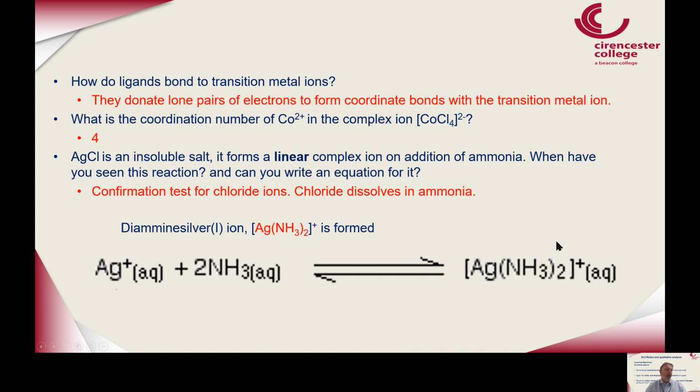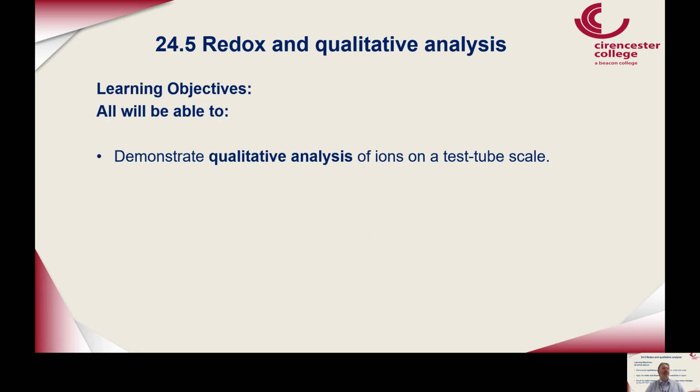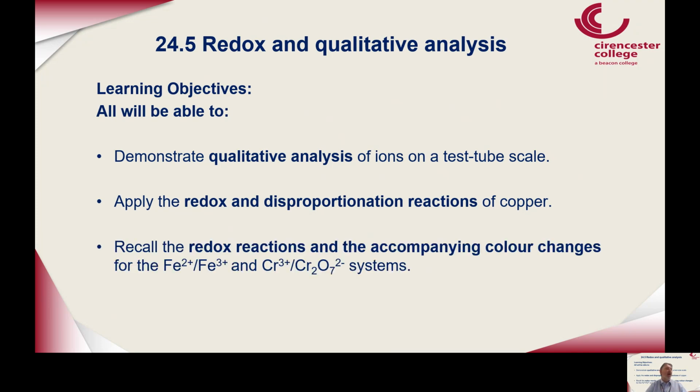Okay. So we're going to try and look at qualitative analysis of ions. A lot of this is backing up what we've already done, and looking at this on test tube scale. We'll also go over the idea of redox and the disproportionation reaction of copper, which will tie in with practical 31. Okay, recall the redox reactions and color changes of Fe2+, Fe3+, and chromium 3+, or chromium +6 oxidation state in the dichromate ion.